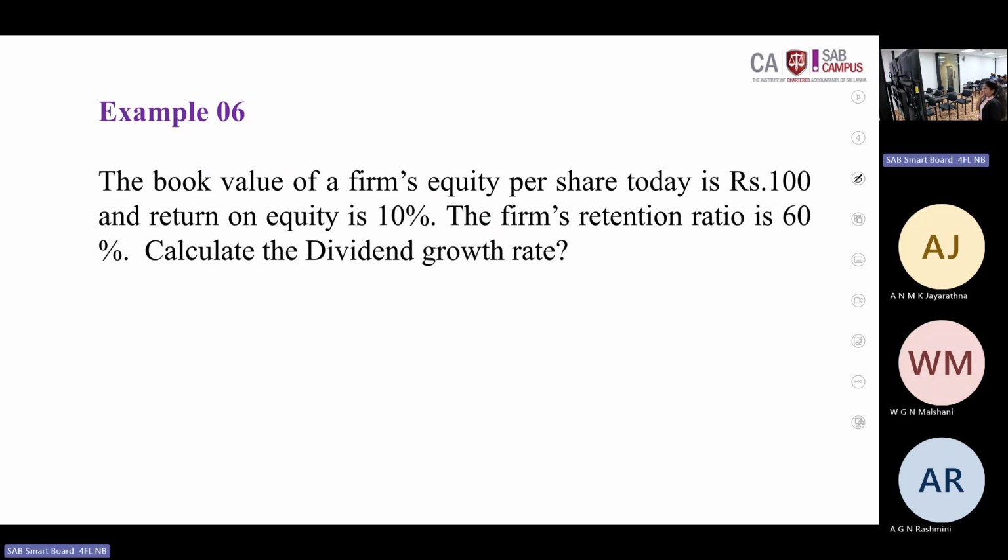Look here very carefully. Book value per share. Book value per share means what? The recorded value of the share. How much is it? 100 rupees. ROE, how much is it? ROE is 10%.